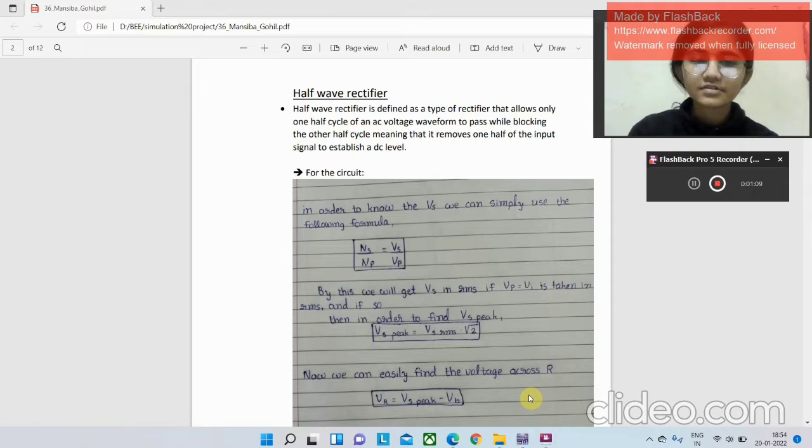Before doing that, I'd explain what is half wave rectifier. Half wave rectifier is defined as a type of rectifier that allows one half cycle of an AC voltage waveform to pass while blocking the other half cycle. What that means is that it removes one half of the input signal to establish a DC signal.